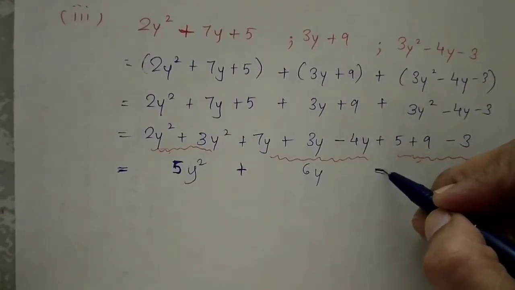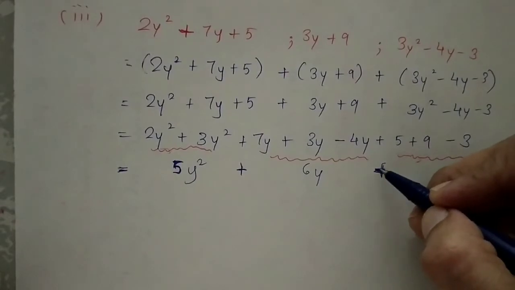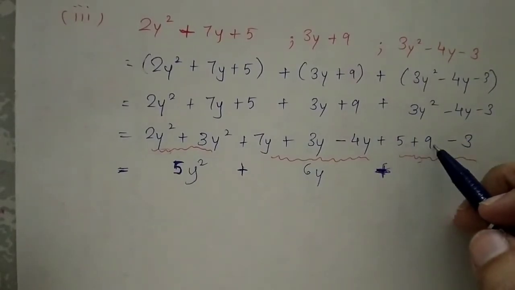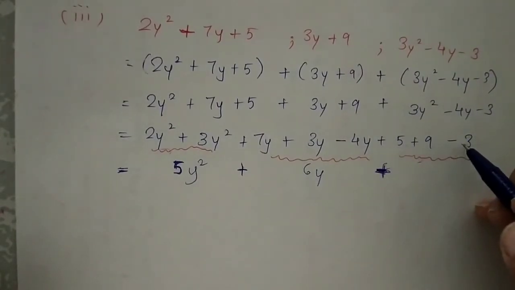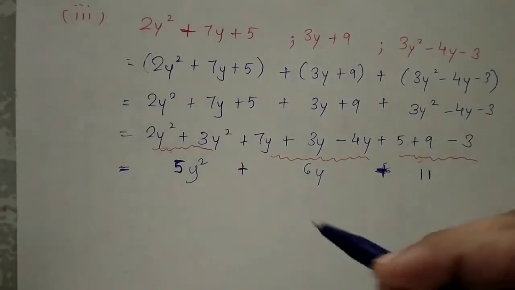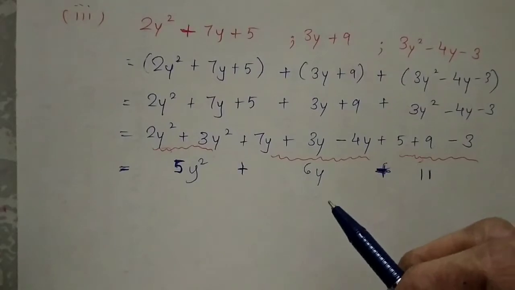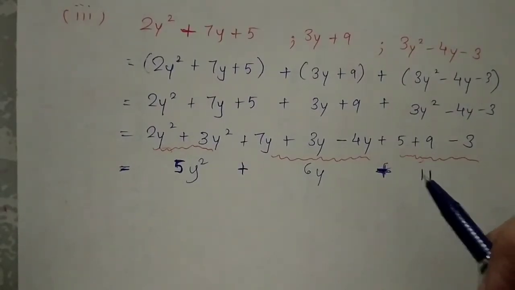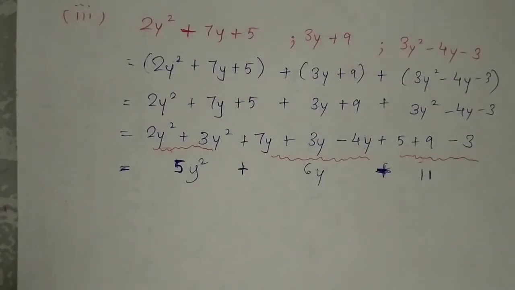Plus, there is a plus sign here, so we'll put plus. 5 plus 9 will be 14. 14 minus 3 will be 11. Now if you see, you cannot do anything with 5y square plus 6y plus 11. We cannot add them, right? So we stop here. This is our final answer.